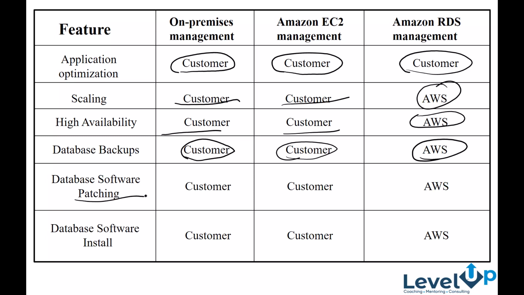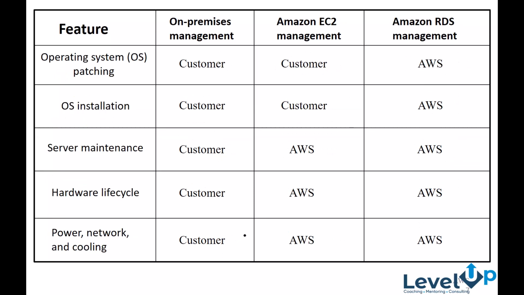Similarly, if you need to do database patching or you need to install any database software, if it is RDS, it is taken care of by AWS. You don't need to worry about it. But if you're installing a database on an EC2 instance or on premises, it is the customer's responsibility to work with patching or to install software, right? Now, OS patching should be taken care of by the customer itself in the case of on premises or EC2. But in the case of RDS, Amazon will take care of it. Okay. OS installation, same thing.